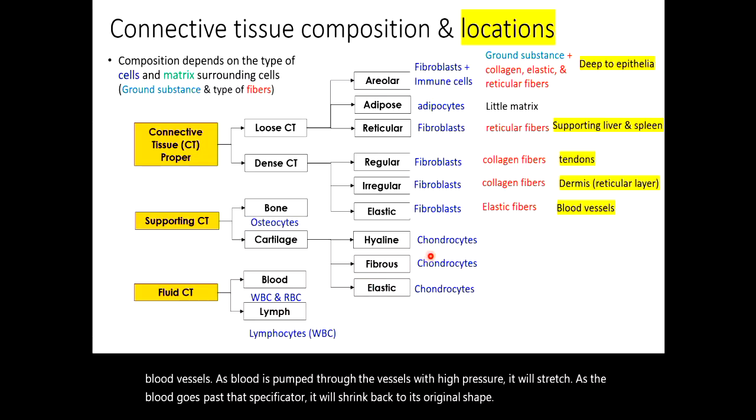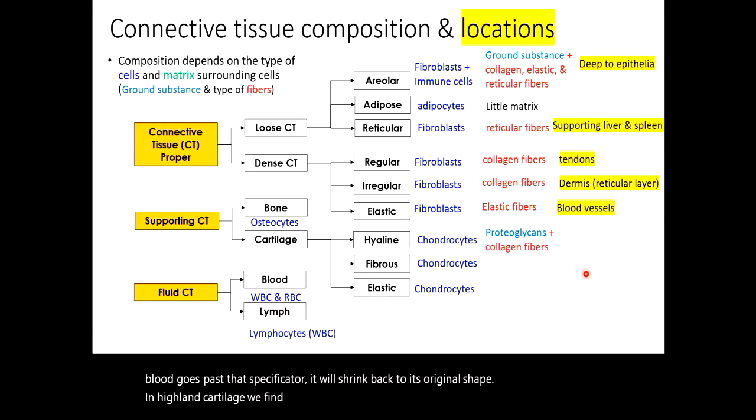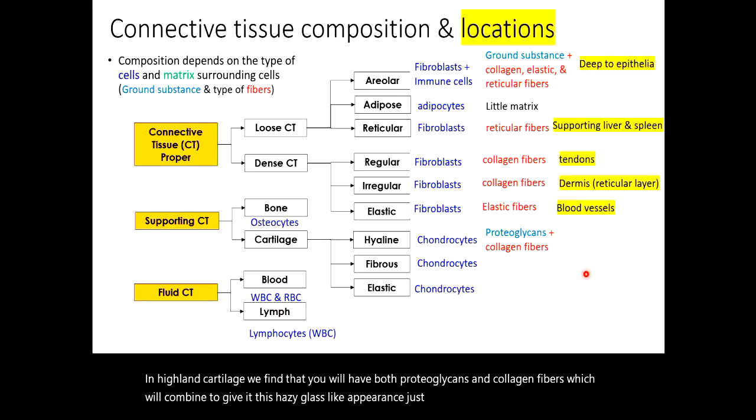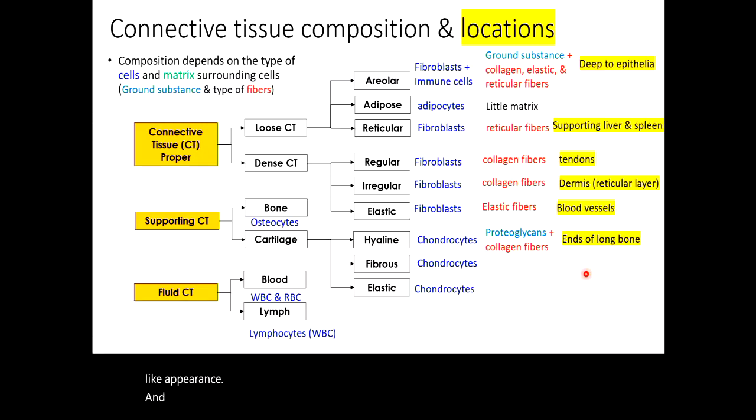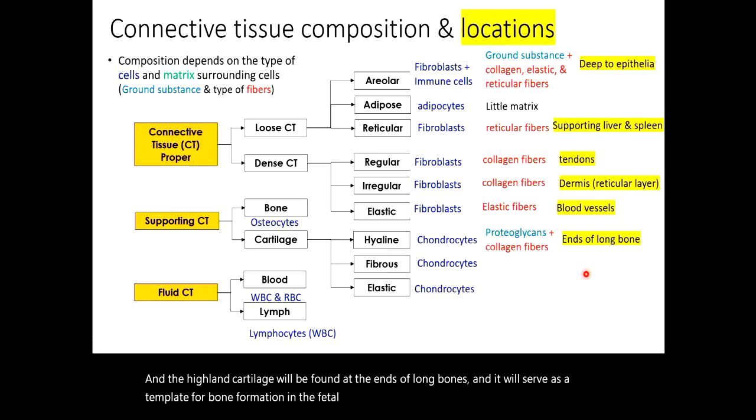In hyaline cartilage, we find that you will have both proteoglycans and collagen fibers which will combine to give it this hazy glass-like appearance. Just proteoglycans interacting with water will give you this clear viscous appearance, but with the collagen fibers, it gives this hazy glass-like appearance. And the hyaline cartilage will be found at the ends of long bones, and it will serve as a template for bone formation in the fetal development.